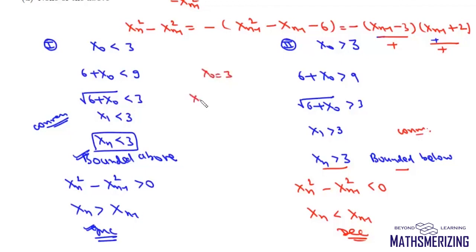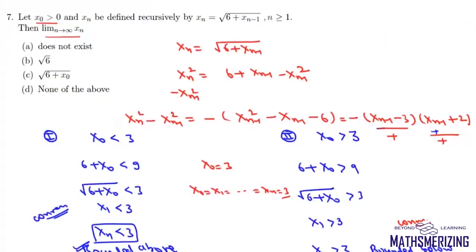If x naught is 3, then this sequence will be a constant sequence, and we know that a constant sequence is a convergent sequence. So this sequence will be convergent for all the possible values of x naught. Now we'll need to find this limit, n tends to infinity, xn. For that, we'll take the limit n tends to infinity on both sides.